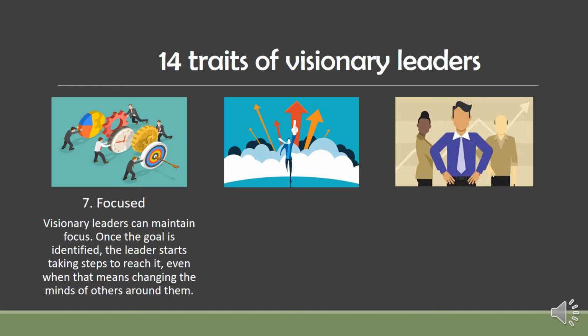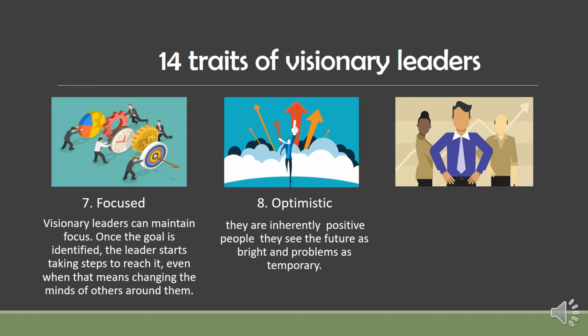Seven is focus. Visionary leaders can maintain focus. Once the goal is identified, the leader starts taking steps to reach it, even when that means changing the minds of others around them. The visionary leaders work hard to display the characteristics they want to see in their team. So this type of leader won't be sidetracked by distractions.